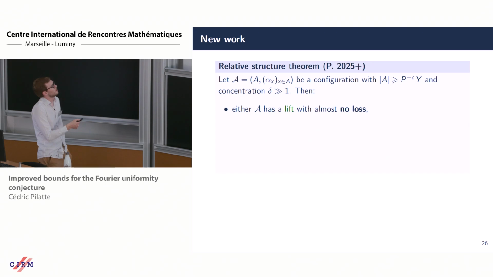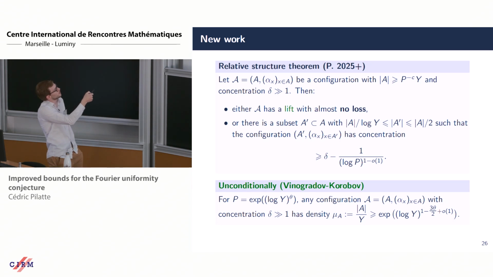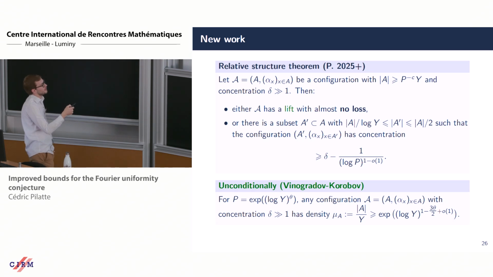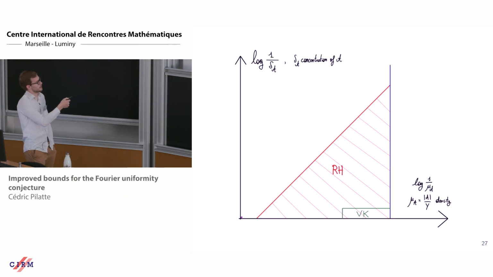And now we also have our relative structure theorem. And so here, what's important is that the concentration goes from delta to delta minus 1 over log p to the 1 minus little o of 1. So this means that we can perform roughly log p iterations of this lemma, and still the concentration will only halve. So let's iterate this lemma.